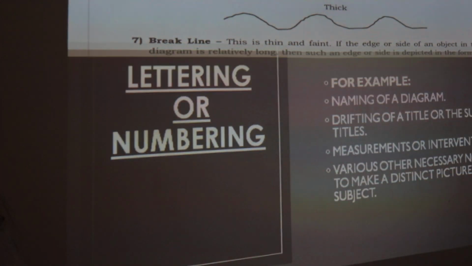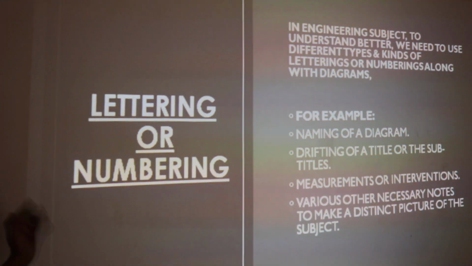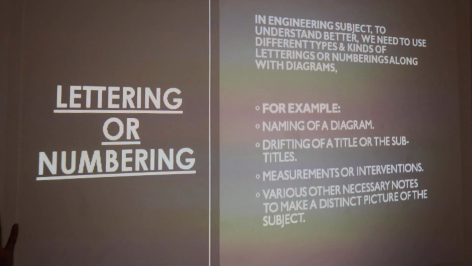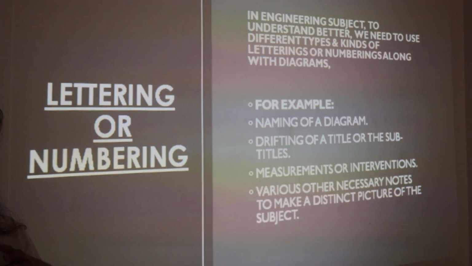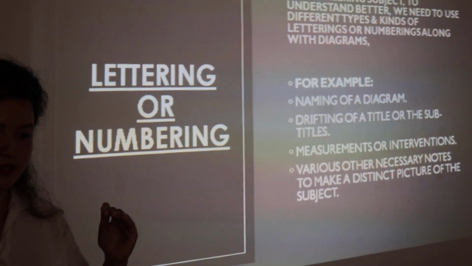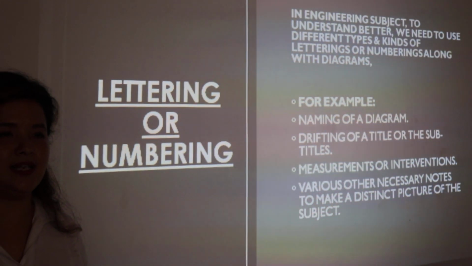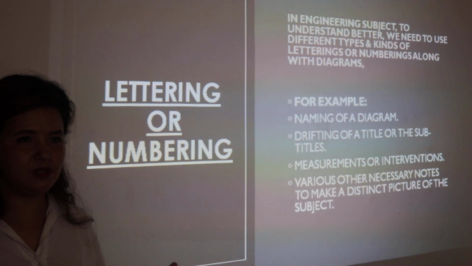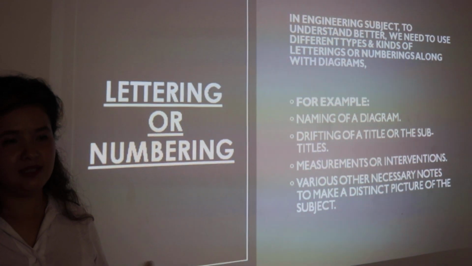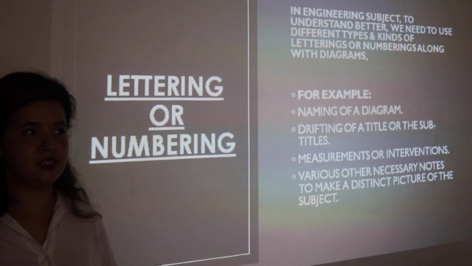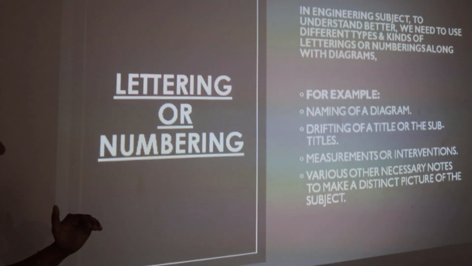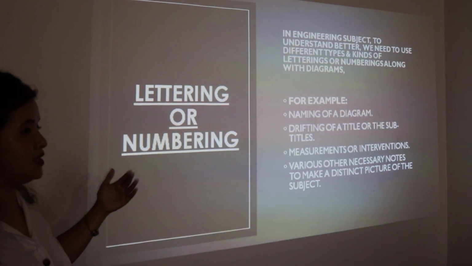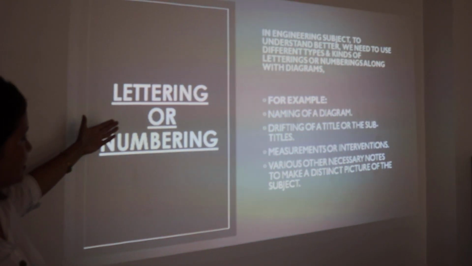Now you will go to lettering and numbering. Why is lettering and numbering important? Suppose I drew one object, suppose I drew one apple. Everyone knows it's an apple, but for people who don't know, if I don't write any heading, they will not understand that it's an apple or something like that. That's why it is very crucial for engineering drawing to have lettering and numbering.